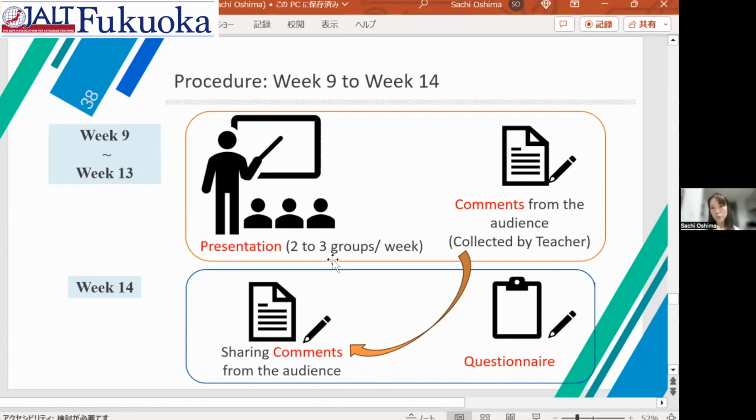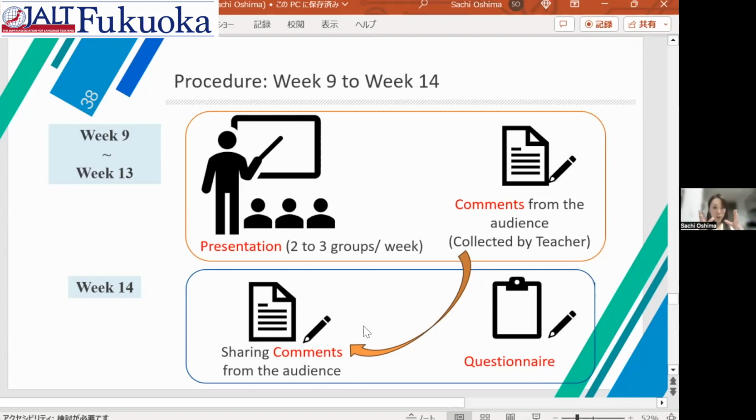So in weeks 9 to 14, the students introduce their favorite song, and they have to explain the pronunciation features and what their findings are to the classmates. The audience, other students, wrote a comment, and I collected that from everybody. I keep the comments until week 14. And then in week 14, I share the comments from the audience with everybody.